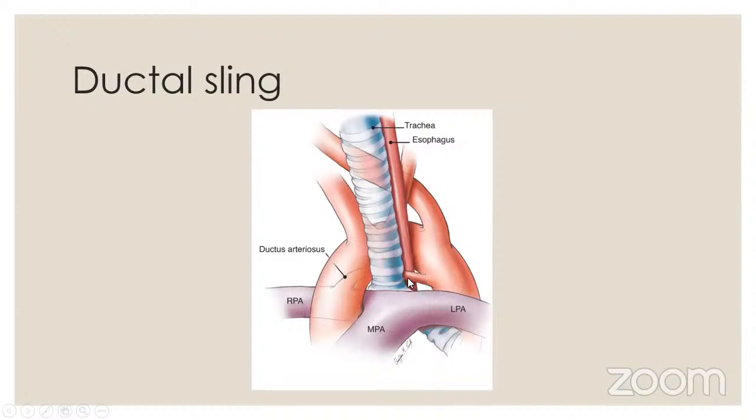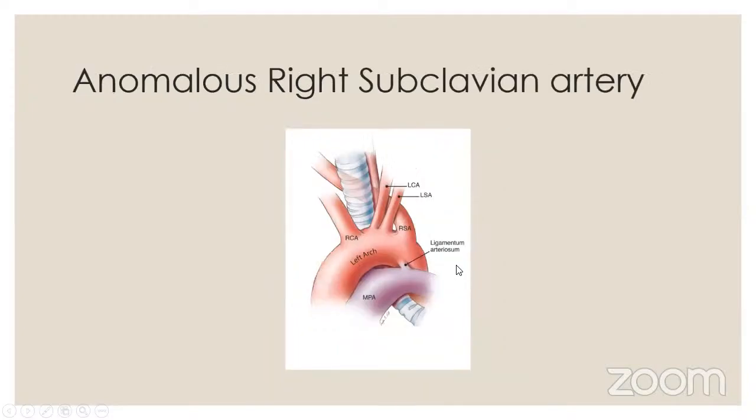Another potential pathology that may lead to compression is the ductus sling. Usually when the ductus arteriosus arises from the RPA posteriorly and goes posterior to the trachea and inserts into the descending thoracic aorta. Lastly, if we have anomalous right subclavian artery that is arising from the descending aorta and that courses in a retroesophageal fashion, it can cause posterior compression of the esophagus.